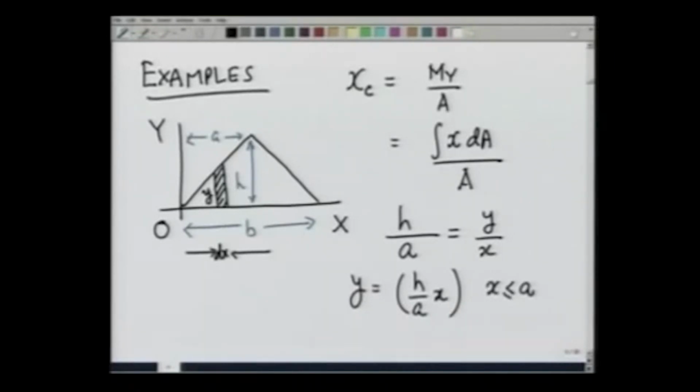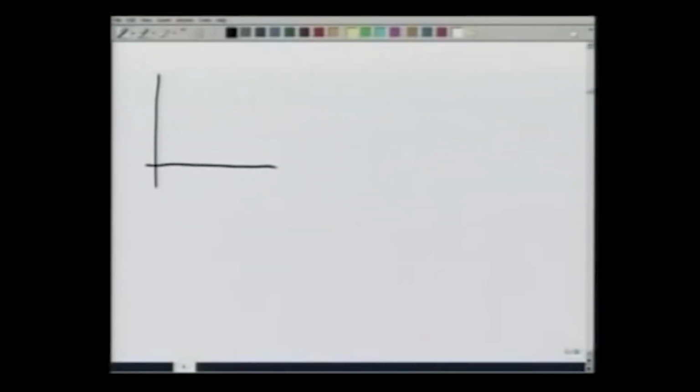For x greater than a, I take a small area here whose y is going to be different, and that also we can calculate. Let me now go on to the next page, so that calculations become more clear. So, this is the y axis, x axis, this is the triangle, this is b, this is a, this is h.